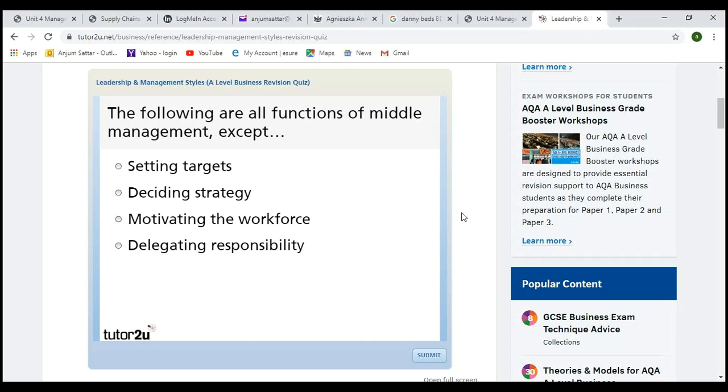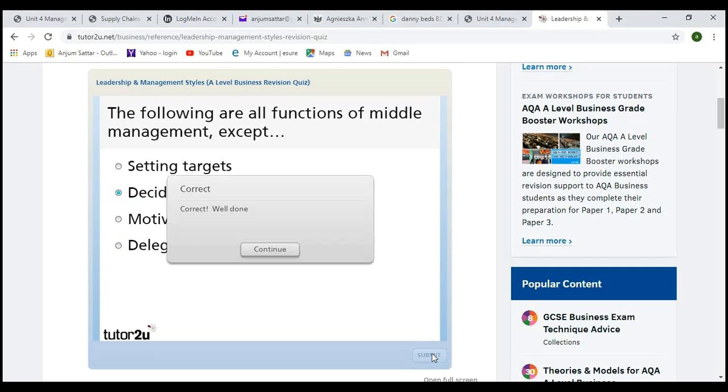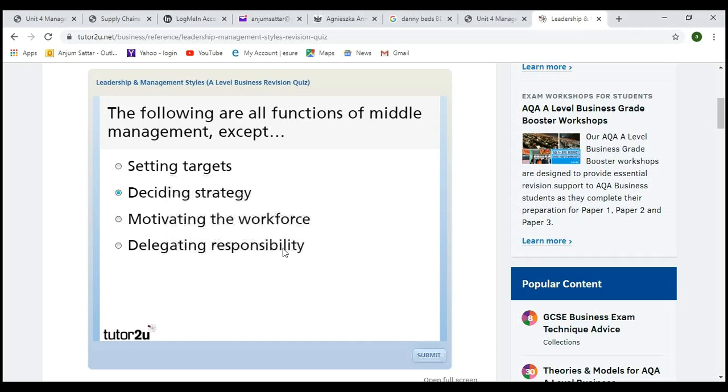The following are all functions of middle management except which one? The deciding strategy, isn't it? Yeah. Well done. Let's move to the next.